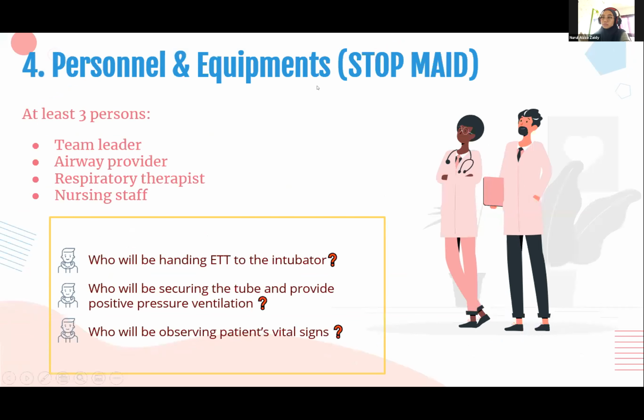Okay, next is the personnel and equipment. For the equipment, you can just remember the STOP MAID. And for personnel, at least 3 persons: the team leader, the airway provider, and the respiratory therapist. And if possible, the nursing staff can also be there. When you form a team like this, the key point is to know who will be handing the ETT to the intubator, who will be securing the tube and providing positive pressure ventilation, and who will be observing the patient's vital signs. So everyone needs to know what they need to do. The team leader plays a major role here.